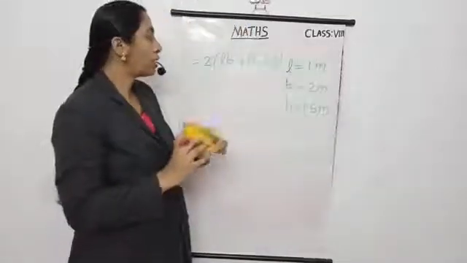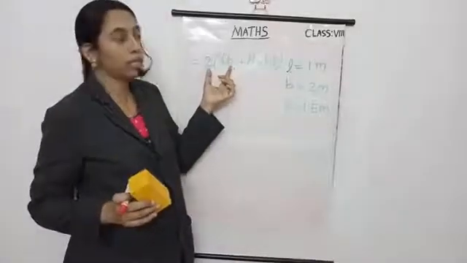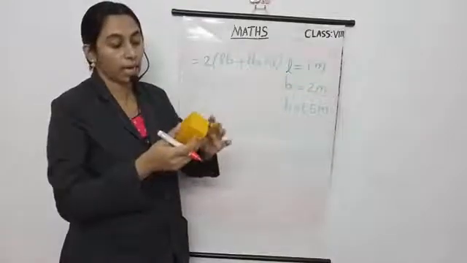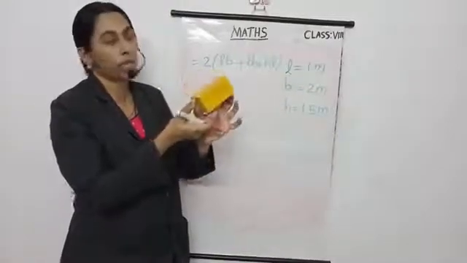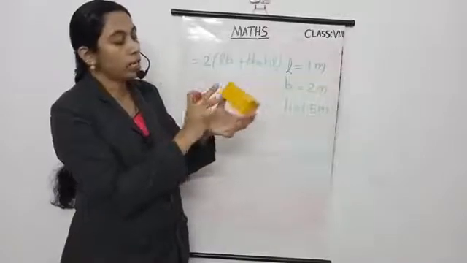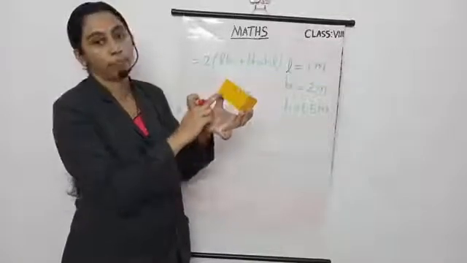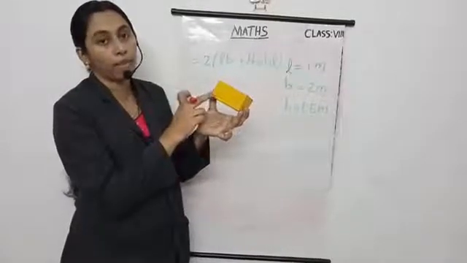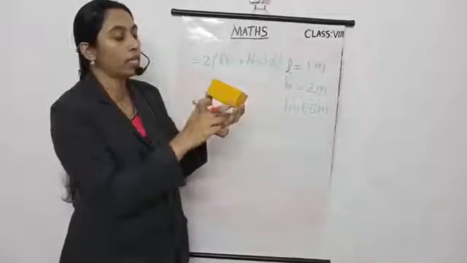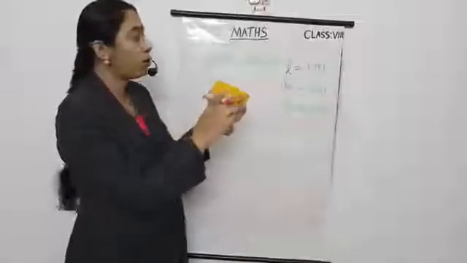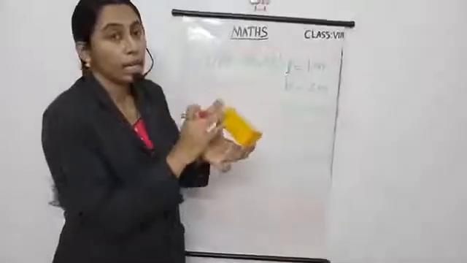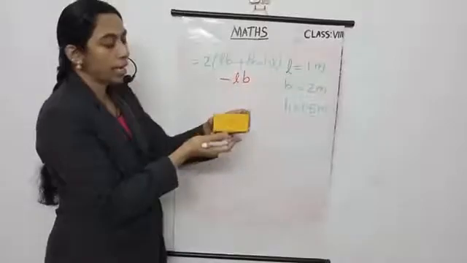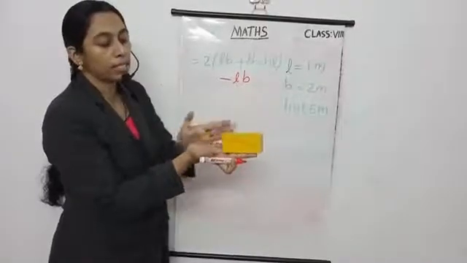So the formula for finding total surface area is 2 into LB plus BH plus HL. That is all these 6 surfaces. Now we do not want this area. What is the shape of this area? This is the shape of a rectangle. So the area of this shape is length into breadth. So subtract length into breadth from this total surface area. Then we get the total area of all other sides.